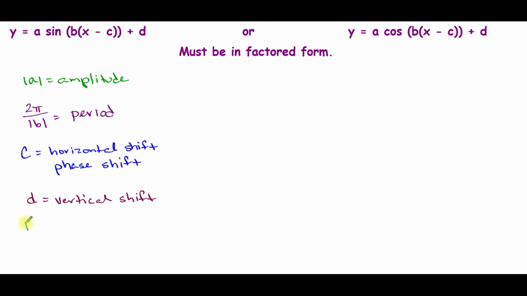For all of these equations, your domain is going to be all real numbers, so negative infinity to positive infinity. So both for a sine graph or a cosine graph, the domain is all real numbers.